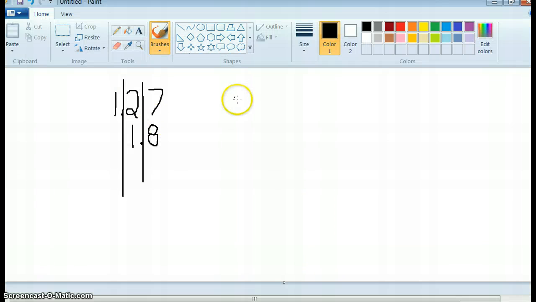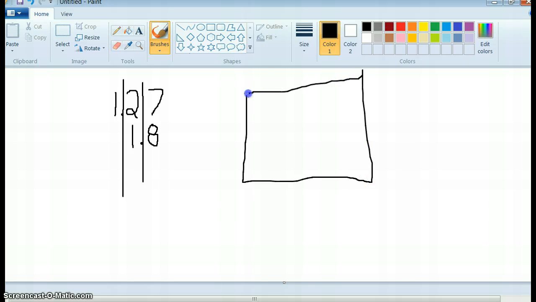Alright, if you wanted to do this lattice style, I want to really quickly run you through that because that needs to be something that you're more familiar with. If you were to actually make the box for this, it is a 3 by 2 box because you have 3 digits and 2 digits.